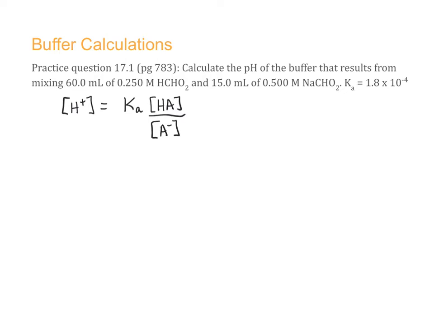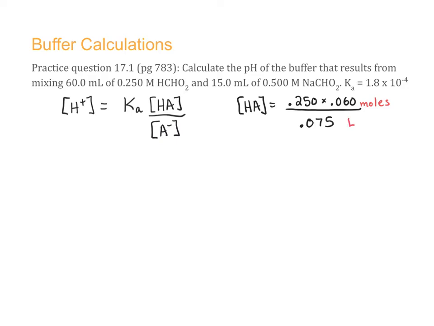And we've got to figure out the concentrations of the acid and conjugate base once they are mixed. And so the concentration of the acid is moles per liter. To figure out the moles before it was mixed, moles are molarity times volume in liters, which would be 0.060. So that would be the moles of HA, divided by the total volume of the solution, which should be 60 milliliters plus 15 milliliters once it's mixed together, so 0.075 liters.